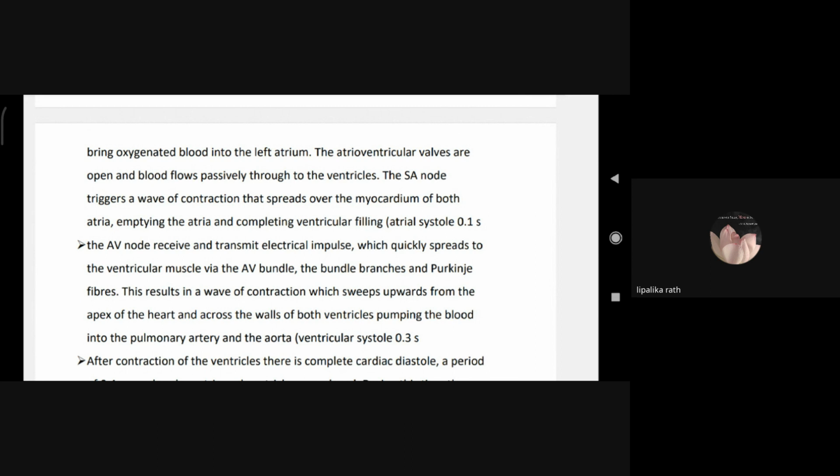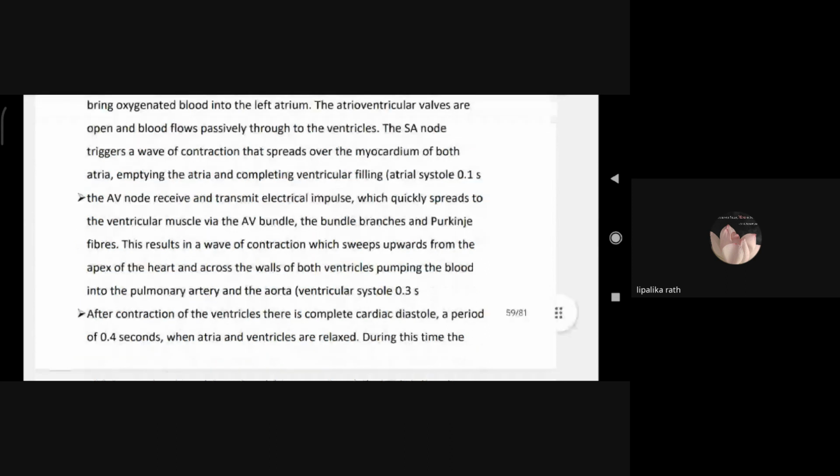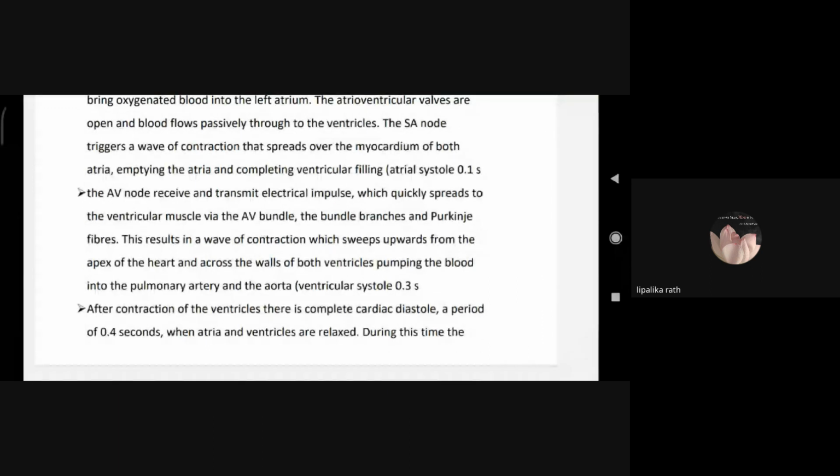So these things are very simple. We have already discussed this thing so many times. You can understand this through the slide. Okay. Next, after AV node, Purkinje fibers get the impulses.